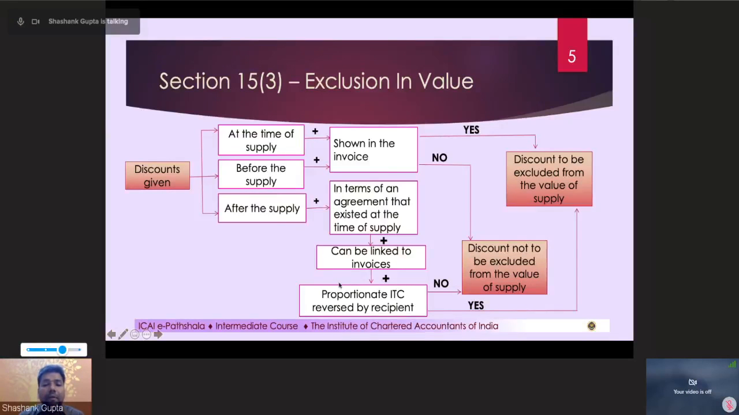Plus, this agreement should be linked to invoices. How do you link to an invoice? So basically, the linking factor is that there should be a reference for that agreement, or you should be able to link that: I am the dealer, my name is appearing in the agreement, and suppose Pepsi said that if you sell 10 crores worth of Pepsi, so all invoices are for Pepsi only and not for Fanta, Mirinda or anything else.